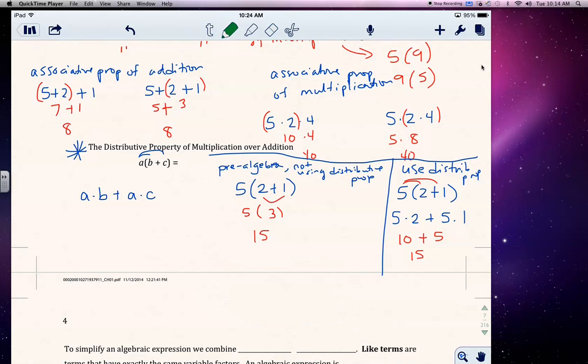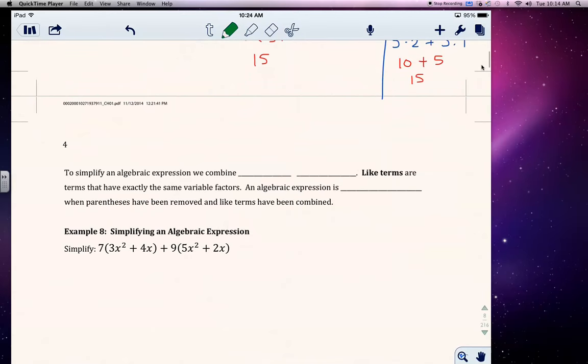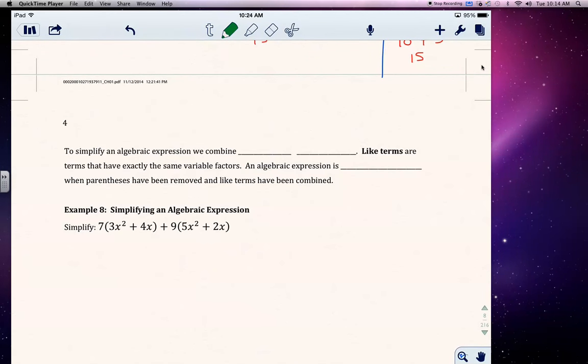Okay, so let's go ahead and look at the next statement on page 4. To simplify an algebraic expression, we combine like terms. I just mentioned the word like terms a second ago. Like terms are terms that have exactly the same variable factors. An algebraic expression is simplified.